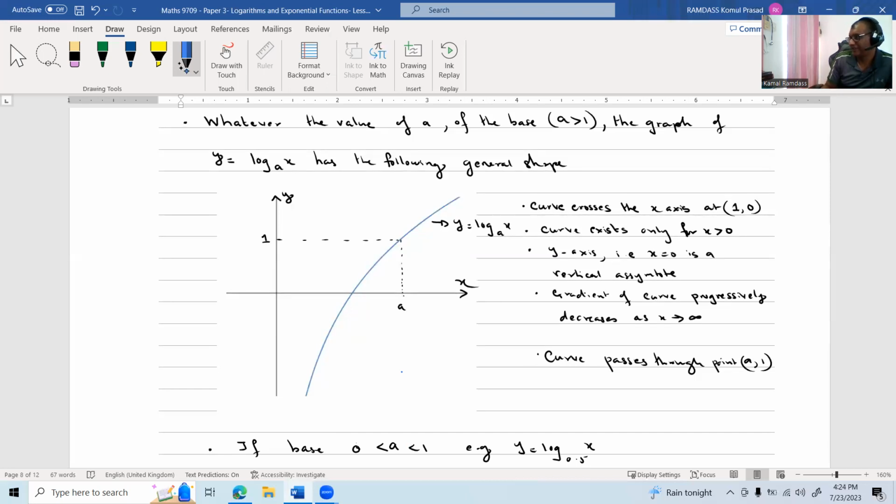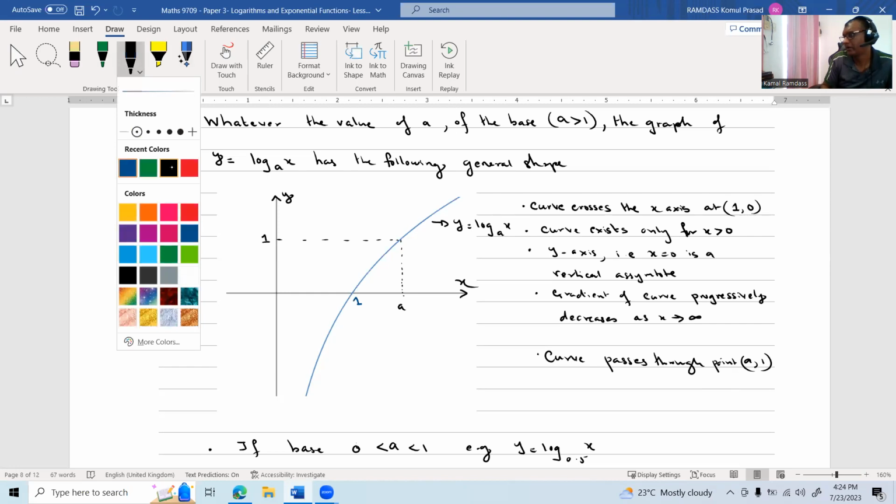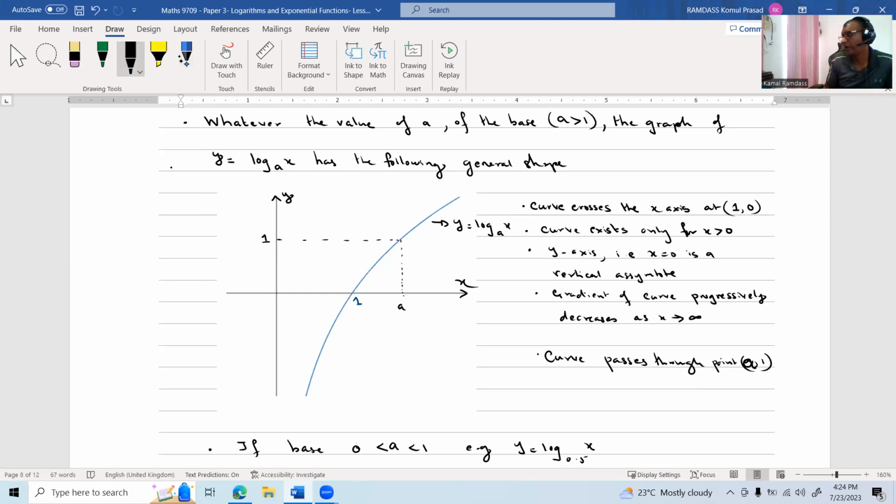Et là, on est capable de dire la caractéristique de sa curve: the curve crosses the x-axis at (1, 0). X is equal to 0 is a vertical asymptote, ou bien y-axis. Gradient of the curve progressively decreases as x tends to infinity. Ça vient nous amener au bout de flat comme ça. At infinity, it becomes flat. Et the curve passes through the point (a, 1). When x is equal to a, log de a base a is equal to 1.